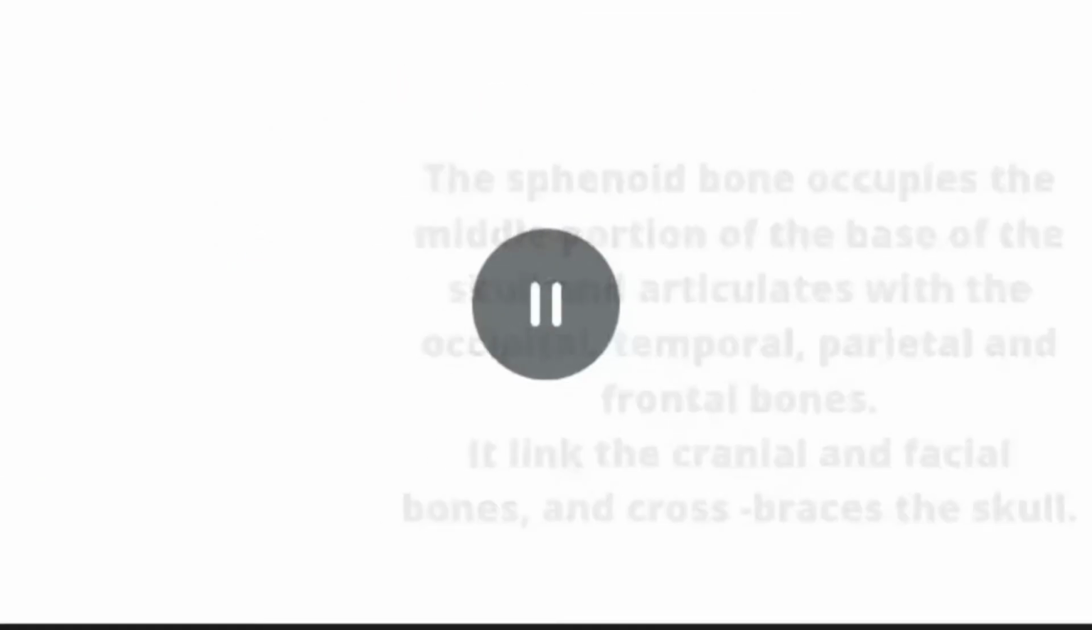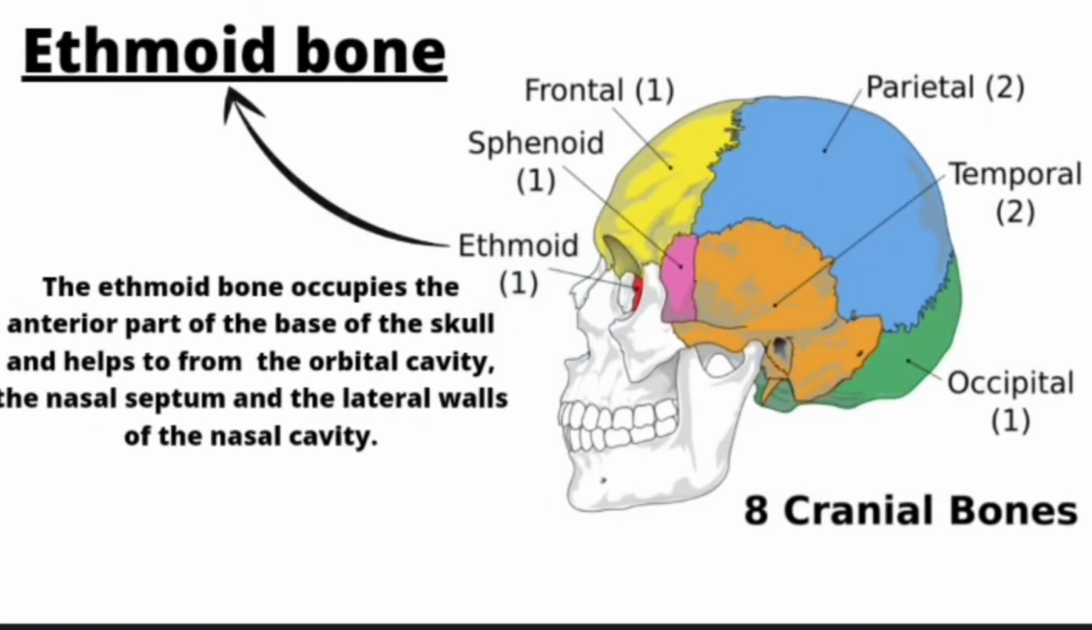Ethmoid bone. The ethmoid bone occupies the anterior part of the base of the skull and helps to form the orbital cavity, the nasal septum, and the lateral walls of the nasal cavity. On each side, there are two projections into the nasal cavity, the superior and the middle concave or turbinate processes. The ethmoid is a very delicate bone containing many air sinuses lined with ciliated epithelium and with openings into the nasal cavity.